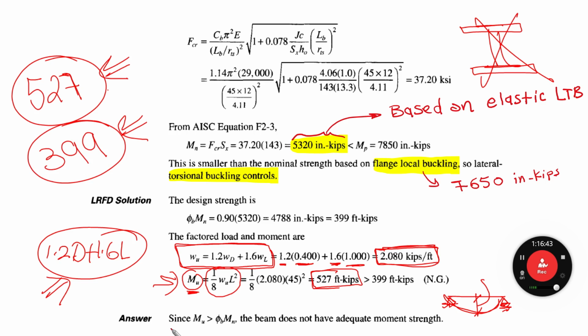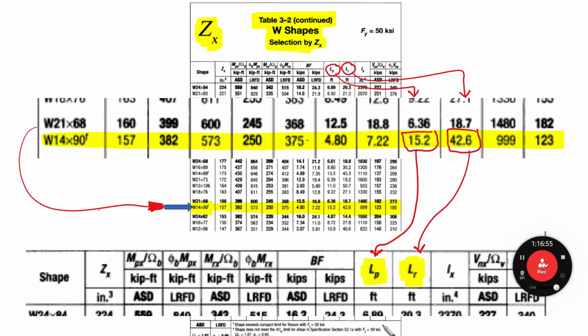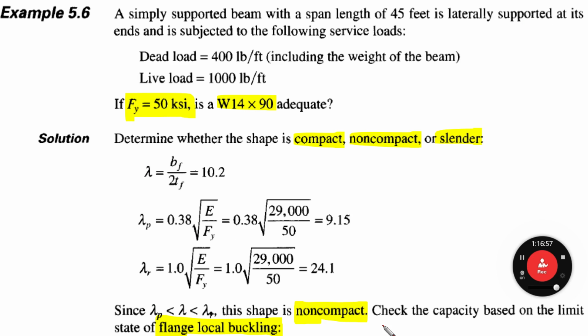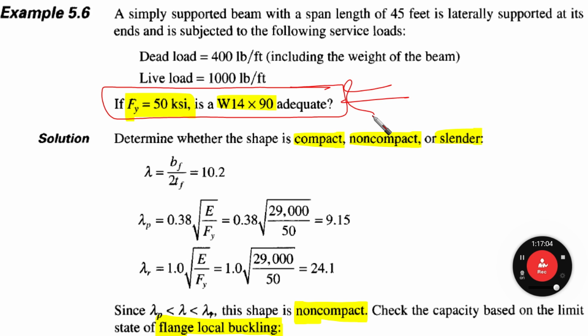And this is what we have said here. Since M ultimate, the required moment, is larger than phi b Mn, which is the design strength, the beam does not have adequate moment strength. Remember that in the equation we want to know whether this cross section has adequate flexural strength or not. The answer is no.